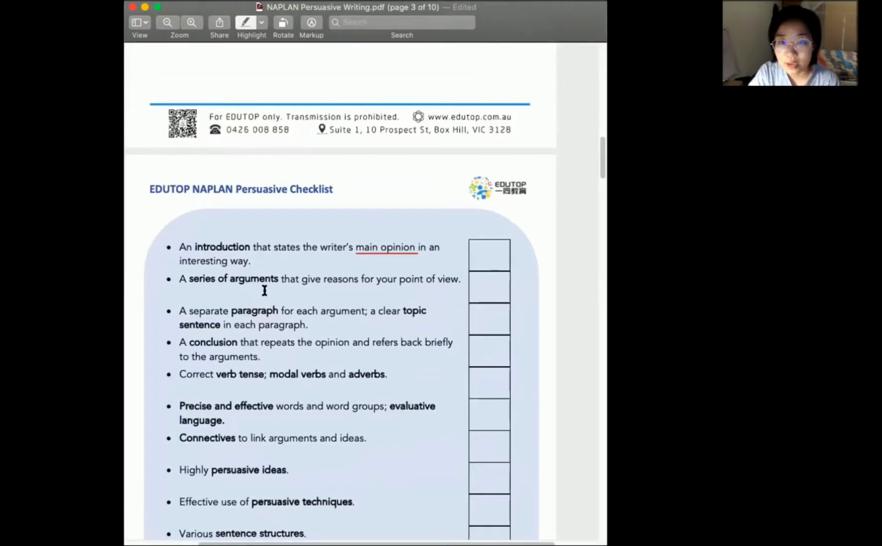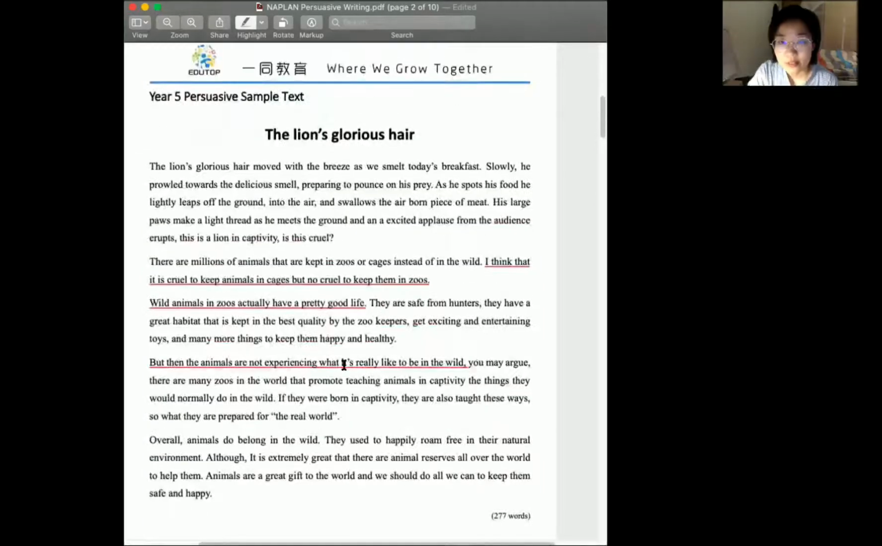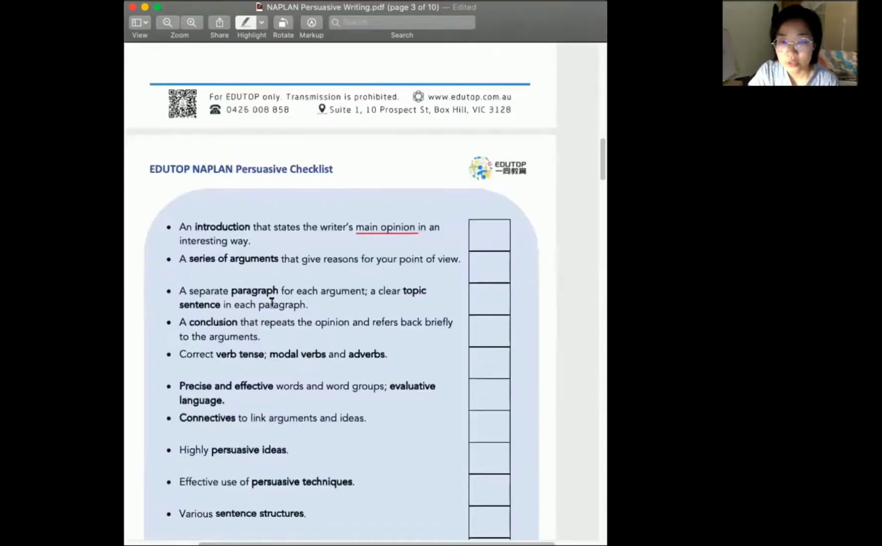All right, then what about our next point? So we can tick on that one. Series of arguments, yes. Separate paragraph for each argument. Do we have it in different paragraphs? Yes, this is one paragraph and this is another one. Yes, we do have different arguments in different paragraphs. A clear topic sentence in each paragraph.